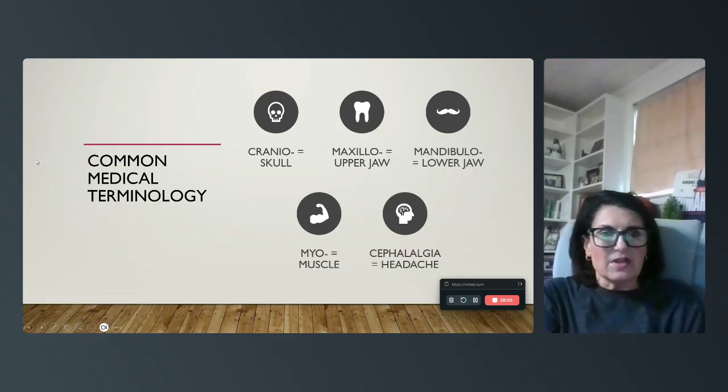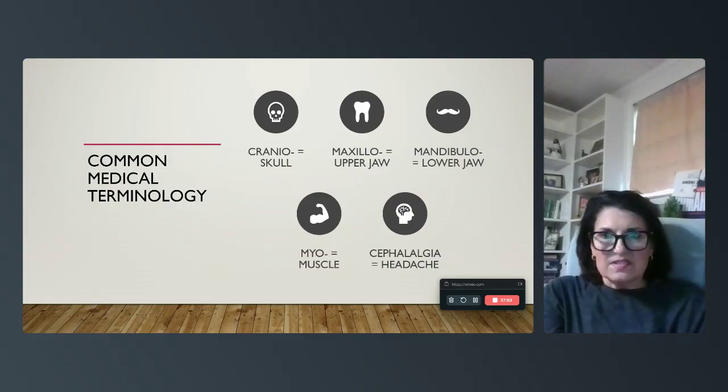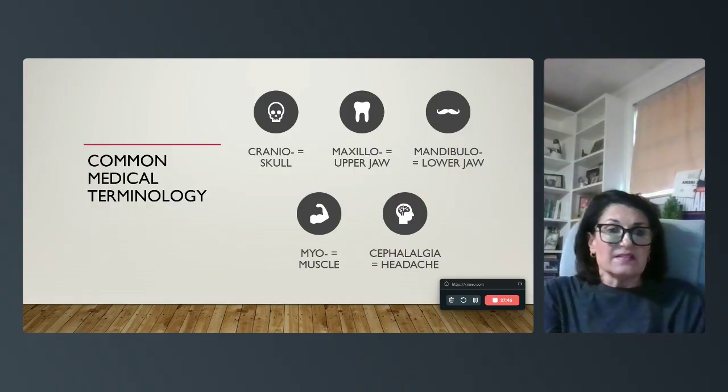Common medical terminology, cranio, that's a word part. So when you see that, you know that it's referring to the skull. Maxillo is the upper jaw. Mandibulo is the lower jaw. Myo, we talked about this on another day, is muscle. And then something, of course, that you'll commonly see is the term cephalgia, which is headache.